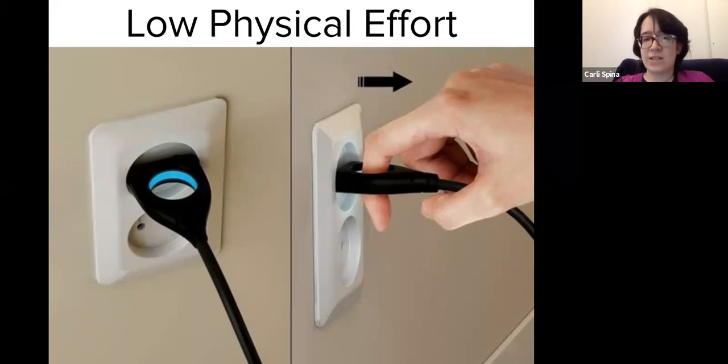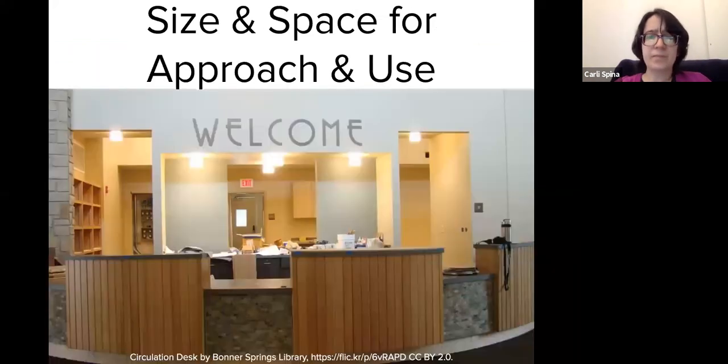But there are lots of examples. In some ways, an automatic door could also be an example of low physical effort, because if you are using a wheelchair, opening a door can be extremely difficult. So anytime you can lower the physical effort necessary, that can be very helpful. And then size and space for approach and use.